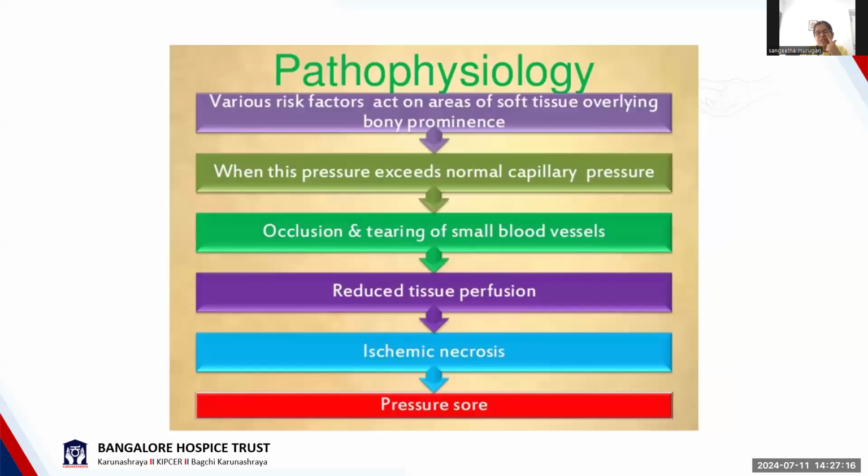How are they getting pressure ulcer? That is pathology. What is the pathophysiology? All these factors act on the soft tissues under the body prominence. It creates a lot of unrelieved pressure. It exceeds the normal capillary pressure, which is 35 mm of Hg. It starts the occlusion and tearing of the small vessels, so it reduces tissue perfusion, as I said, and it starts ischemia. The patient will develop pressure ulcer. So if I lie down for a long time, what will happen? This will happen.